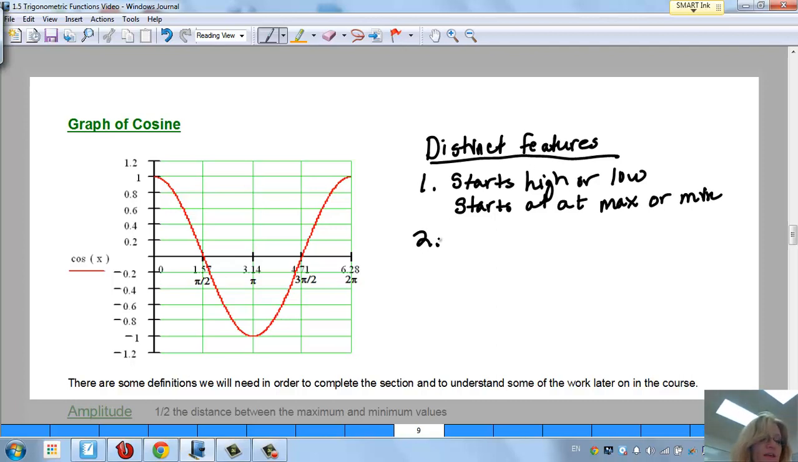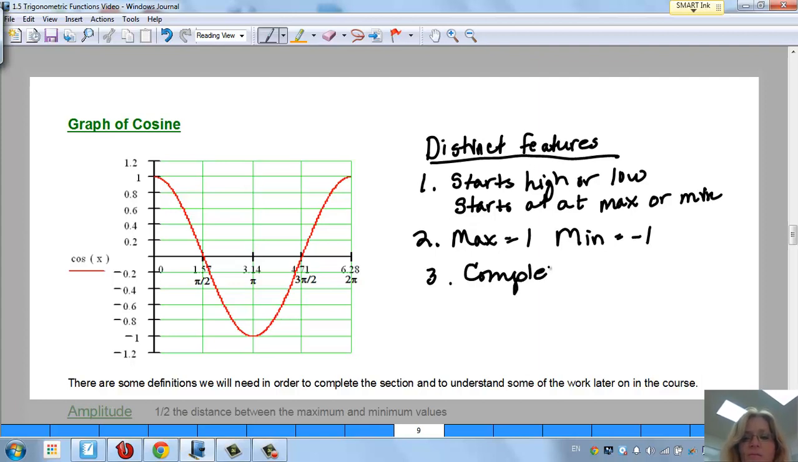The second thing is the max, this is the same as sine. The maximum is 1 and the minimum is -1. This is for the regular graph of cosine. And again, a complete cycle is 2 pi, or 6.28.